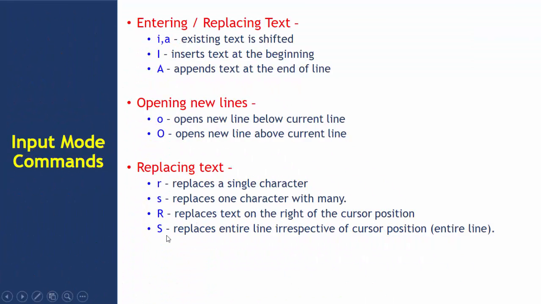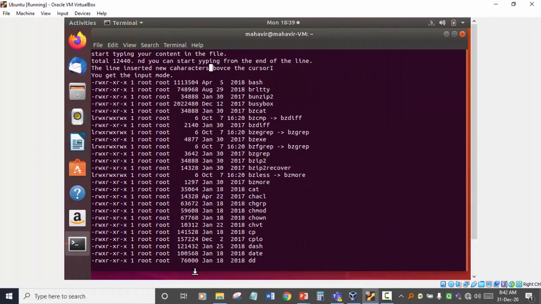Then you have capital R and capital S. So again the escape key. We are in the command mode. Now I press capital R and start typing. You'll see all the characters to the right are getting replaced. So capital R allows you to replace all the characters on the right side. Similarly, capital S will replace the entire line. So if you want to delete an entire line with some new thing, then you can press capital S. Capital S will replace the entire line.